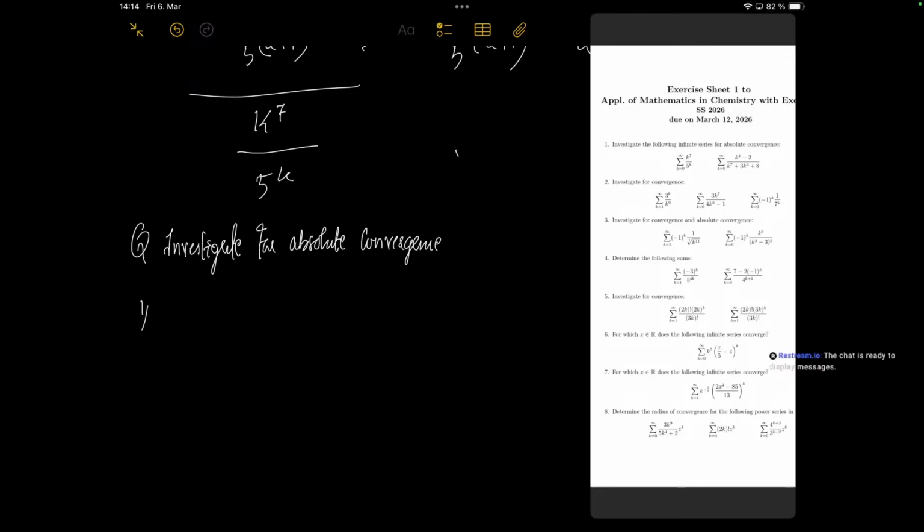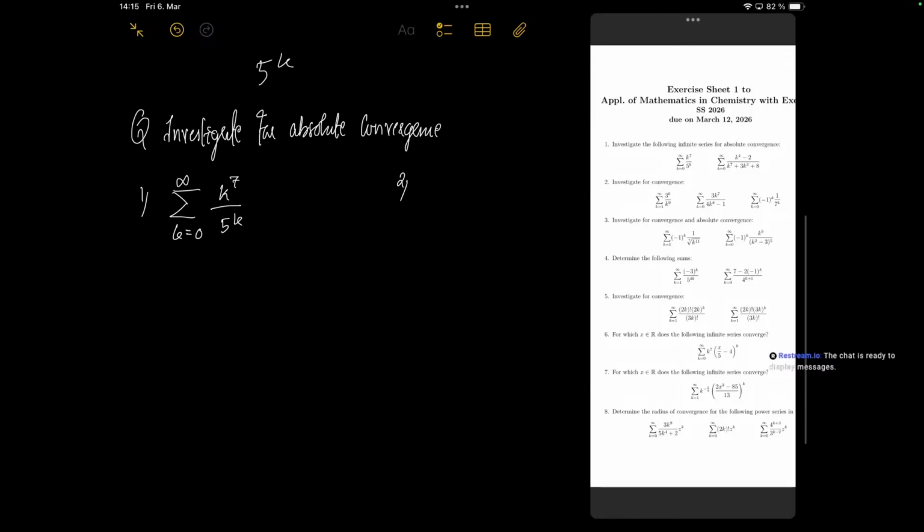So the first series is the sum from k equals 0 to infinity of k^7 over 5^k. The second one would be the sum from k equals 0 to infinity of k^4 minus 2 over k^7 plus 3k cubed plus 8.